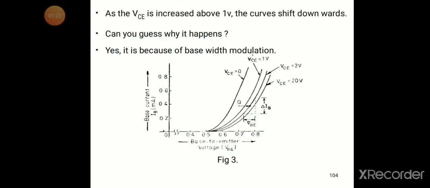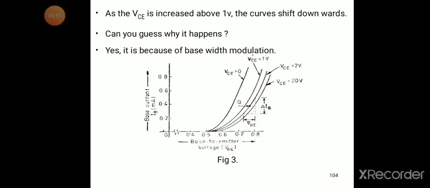Next, as the VCE increases above 1 volt, the curves shift downwards. This is another phenomenon. If the VCE increases above 1 volt, you can see the slope is slowly decreasing. The curves shift down. Can we guess why it happens? Because of the base width modulation.